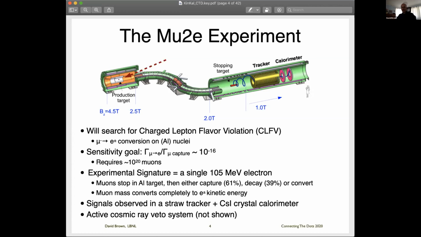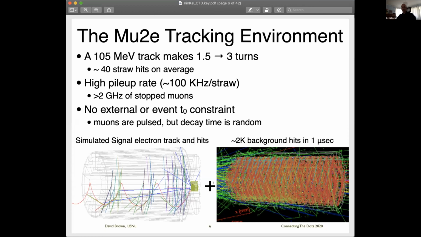But on top of that is a huge amount of background hits, individual hits mostly, coming from processes from the other muons, not the one we want to look at, but are there anyways. So it's about 2 gigahertz of muons giving about 100 kilohertz per straw. And there's no constraints on time or vertex that we can apply to extract this one track. The muons themselves are in a pulsed beam, but the decay time is completely random. So the project is extracting this track out of this haystack here.